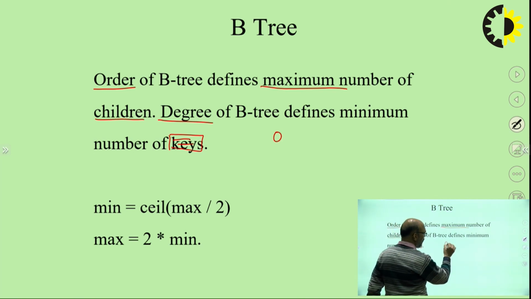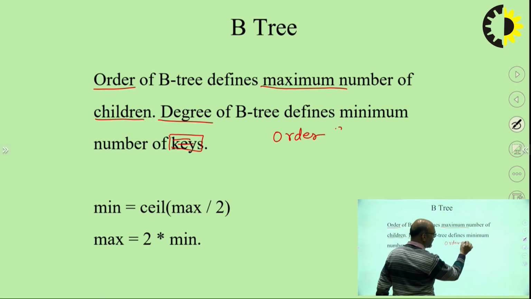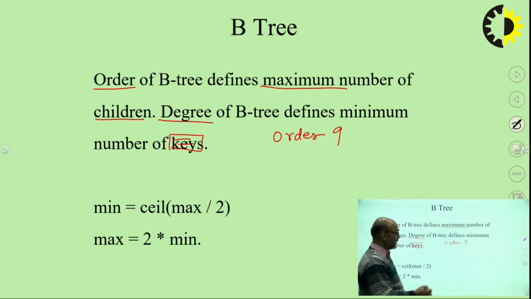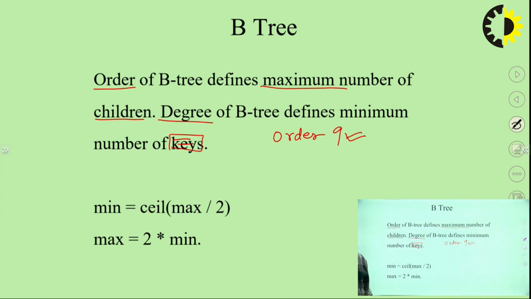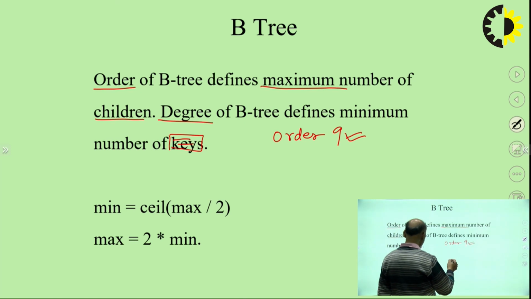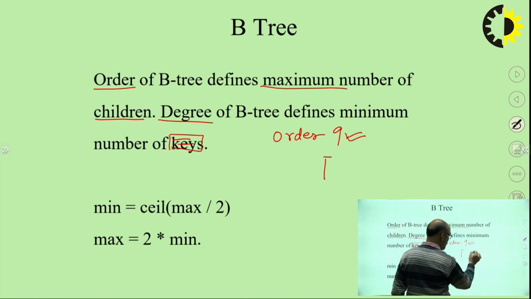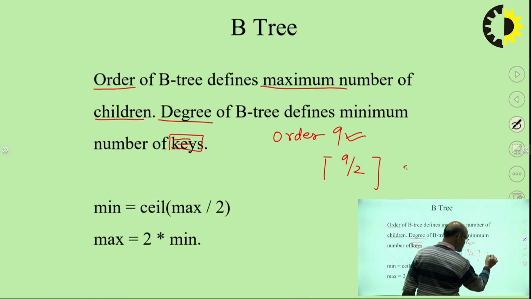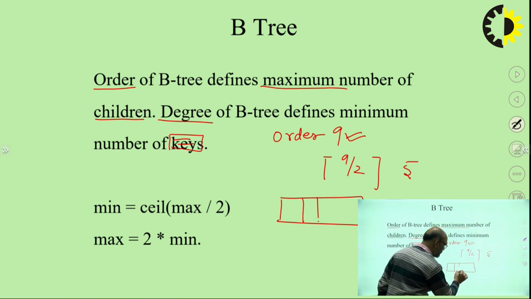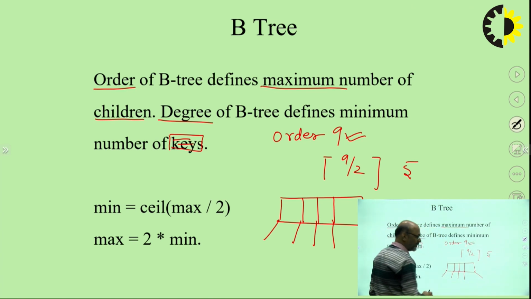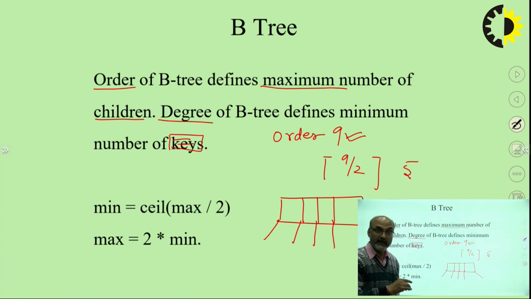I am just quoting the statement. Suppose the question is given: a B tree of order 9. That means the maximum number of children per node can be 9. And there is also a minimum bound. The minimum bound is the ceiling value of maximum divided by 2, which means 5. That means in this given question, each node can have a minimum of 5 children: 1, 2, 3, 4, 5. And this automatically reflects in the given statement that the minimum number of keys is 4.